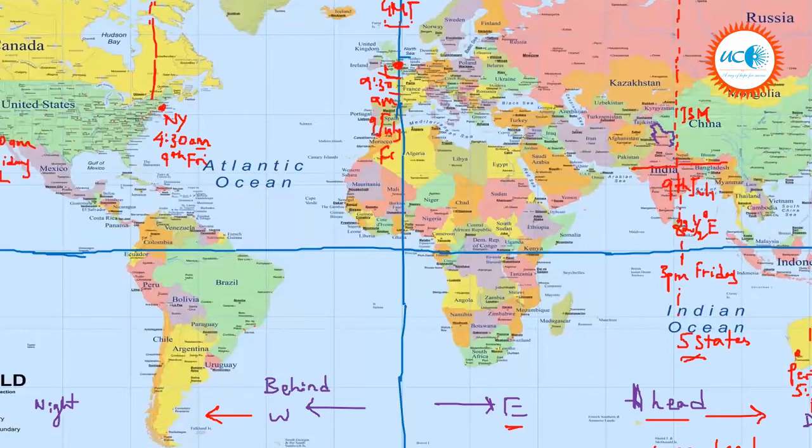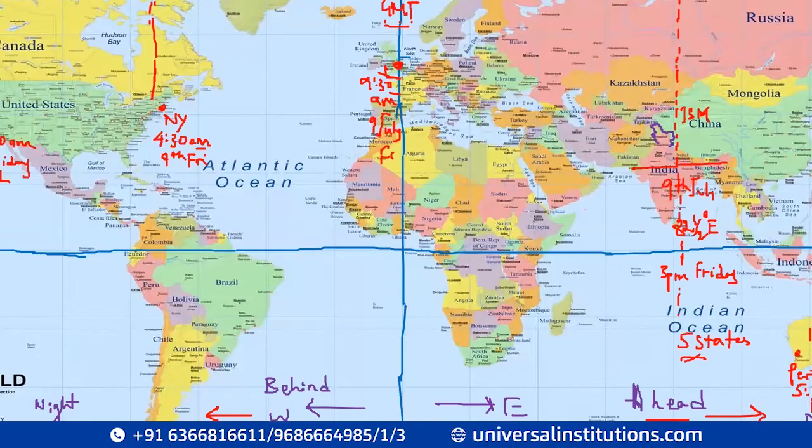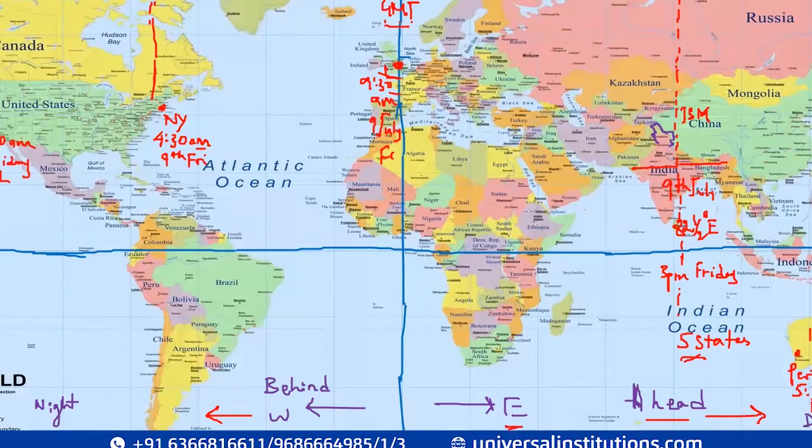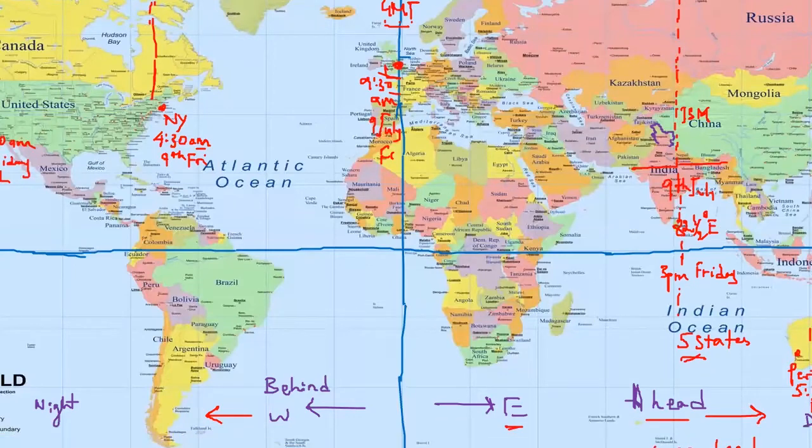On London, I'm marking this line, see? What is the time here in London? 9:30 a.m. Friday. I'm writing that. The marker is dull, but okay, it is writing. 9:30 a.m.